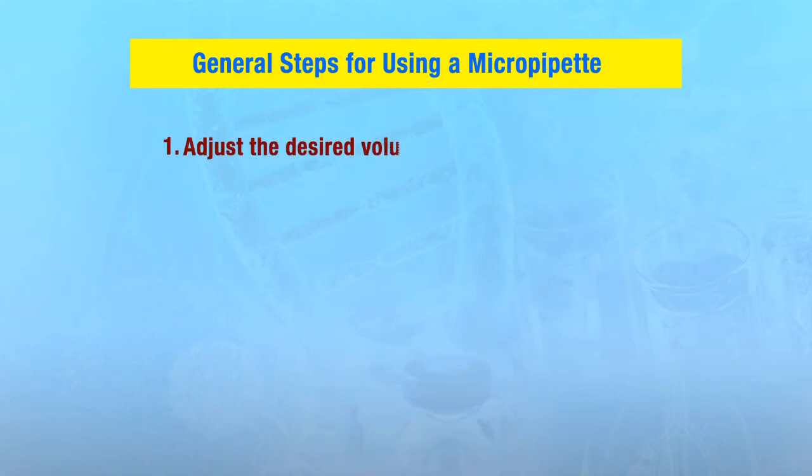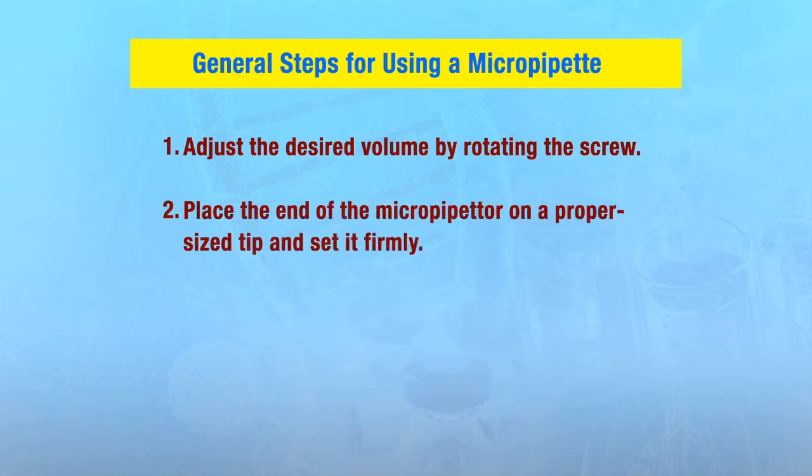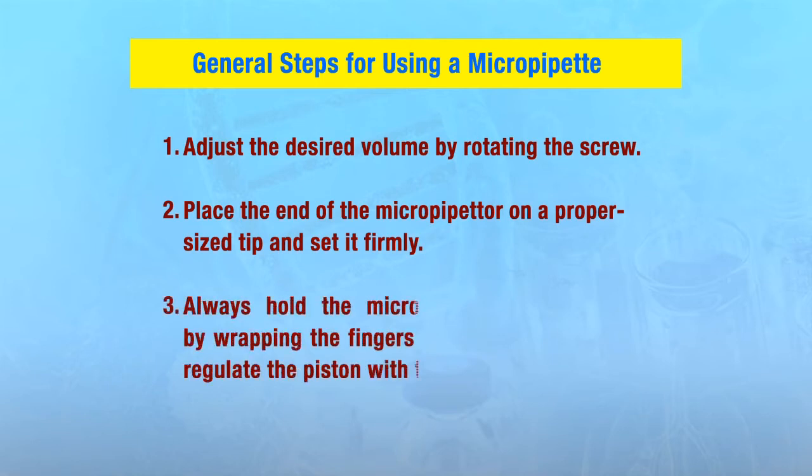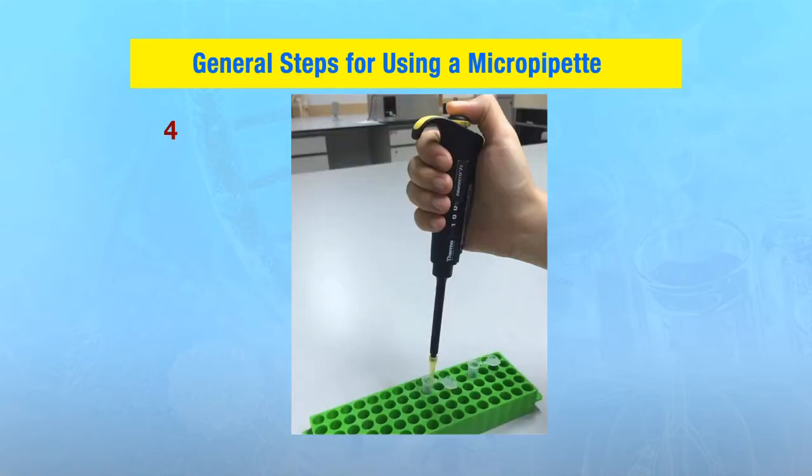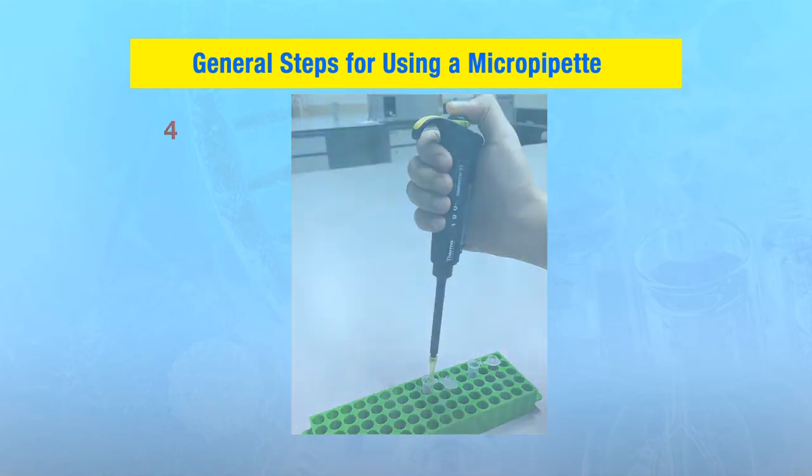First, adjust the desired volume by rotating the screw. Now, place the end of the micropipette on a proper size tip and set it firmly. Always hold the micropipette in the palm by wrapping the fingers around the barrel and regulate the piston with the thumb. The micropipette should always be held vertically when filling it.